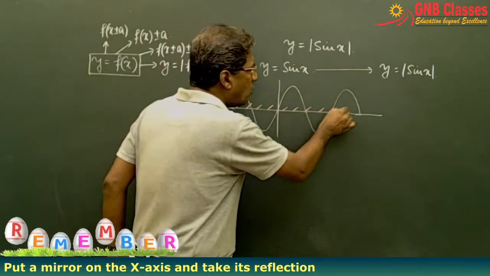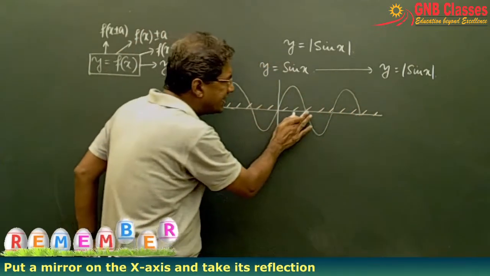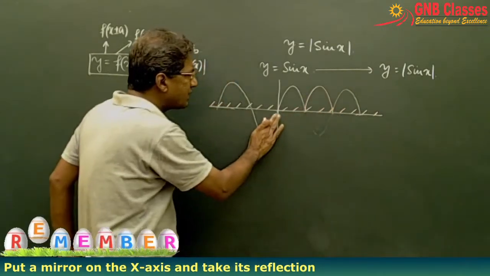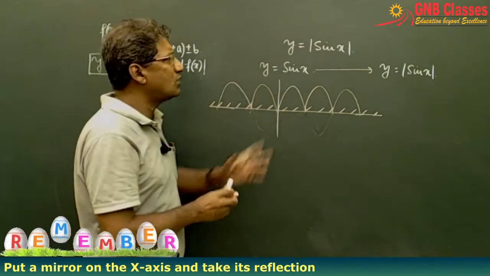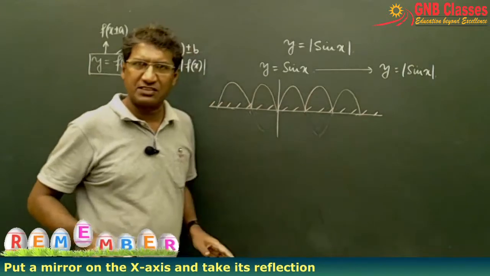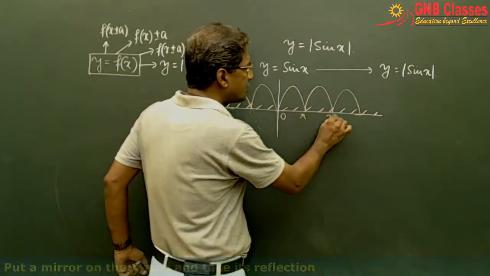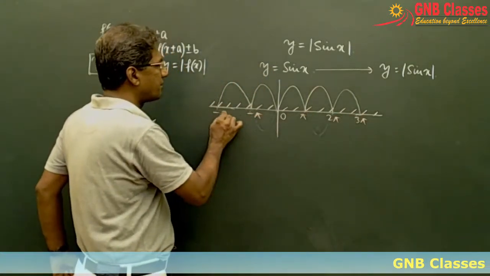That is, if I put a mirror here and take the reflection, what will happen? This part will come up. So for y equals mod of sin x, the graph will look something like this. This is again 0, pi, 2 pi, 3 pi, minus pi, and this goes on.